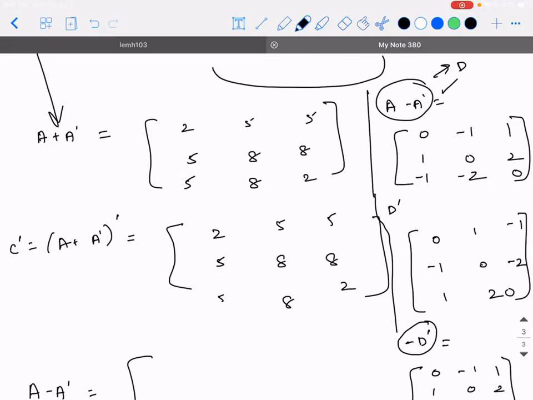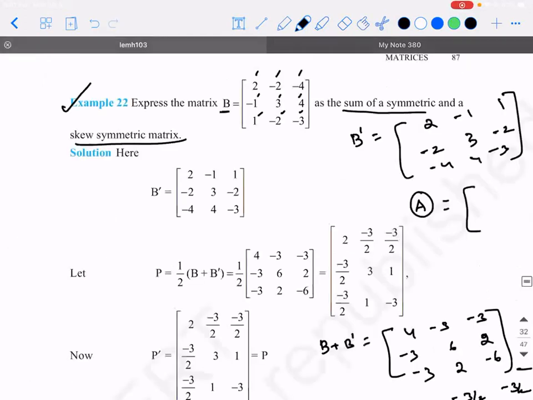Now, what they are asking in this question is, if I give you a random matrix B, it will neither be symmetric nor skew symmetric. But how can you make this matrix B a symmetric matrix? By adding it to the transpose of the given matrix. Similarly, if you subtract the transpose from the matrix itself, you will get a skew symmetric matrix.